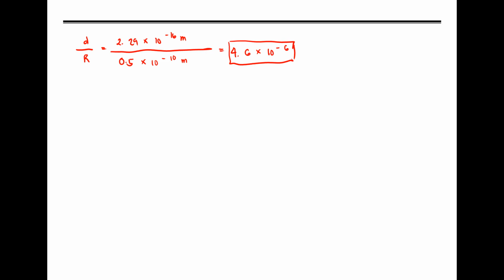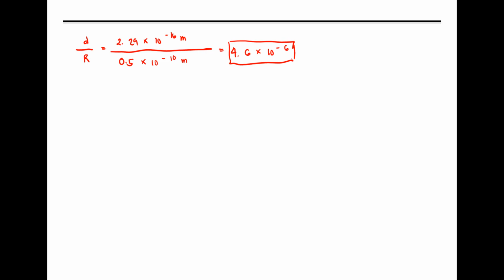Now, our goal is to find what fraction is this D with respect to the radius R. So to find that, we have to divide this with R, the radius. So we have 2.29 times 10 to the minus 16 meter divided by the Bohr radius of the atom, which is equal to 0.5 times 10 to the minus 10 meter. Okay, so this is equal to 4.6 times 10 to the minus 6. So this is our final answer.